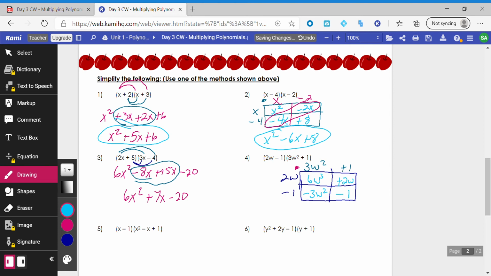I look to see if we have any common terms. We got w cubed, w squared, minus 1. So there are no like terms, so I'm just going to put this in order from highest exponent to lowest. 6w cubed being the highest, so that comes first. Then w squared, minus 3w squared. Plus 2w minus 1. So we have it in simple standard form, highest exponent to lowest.